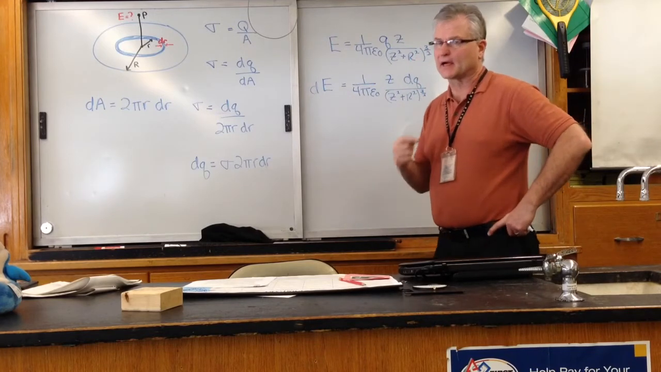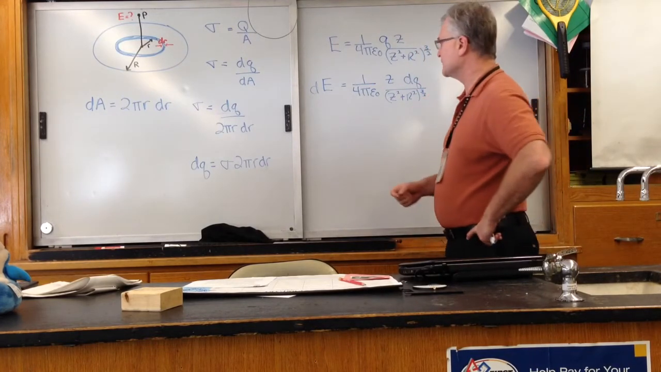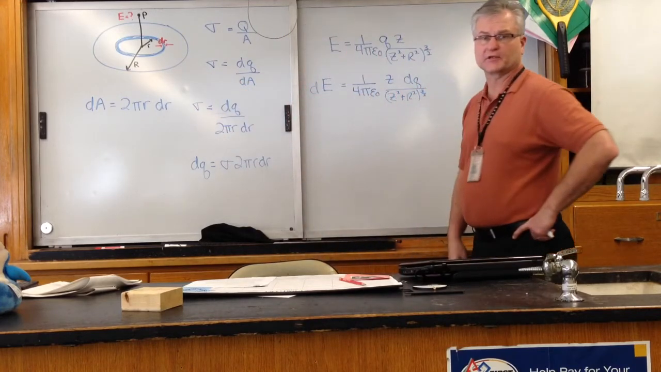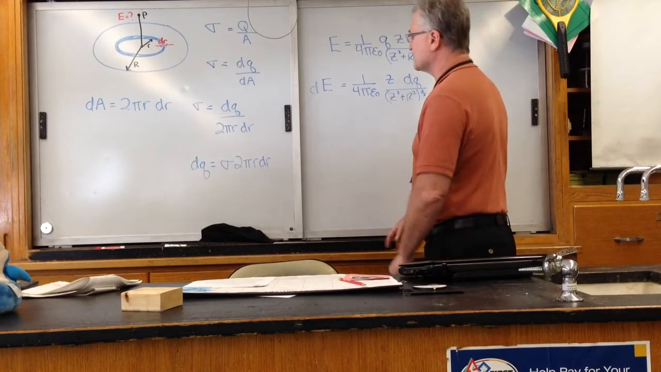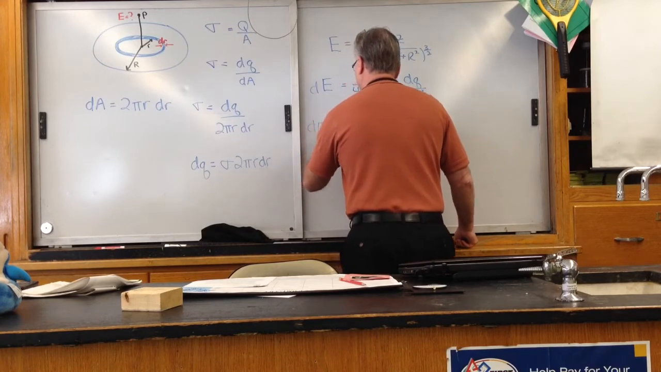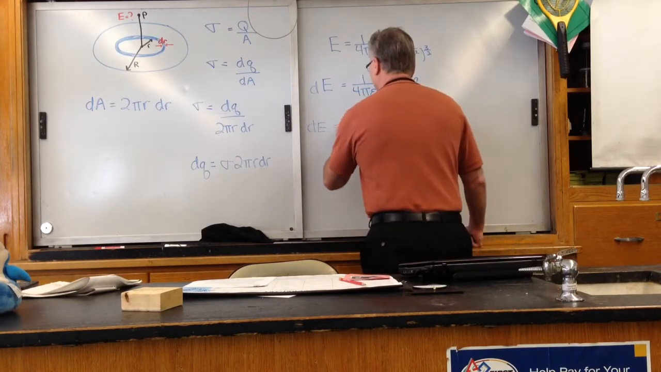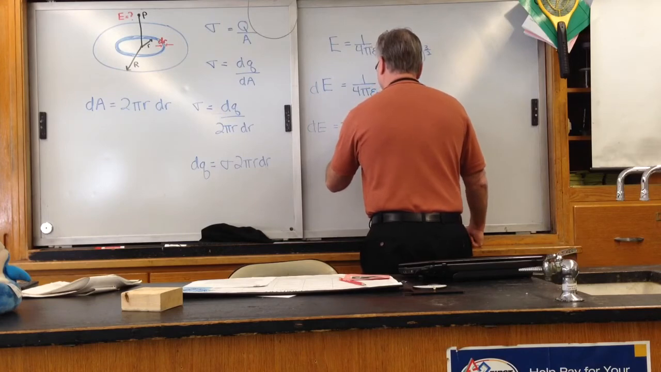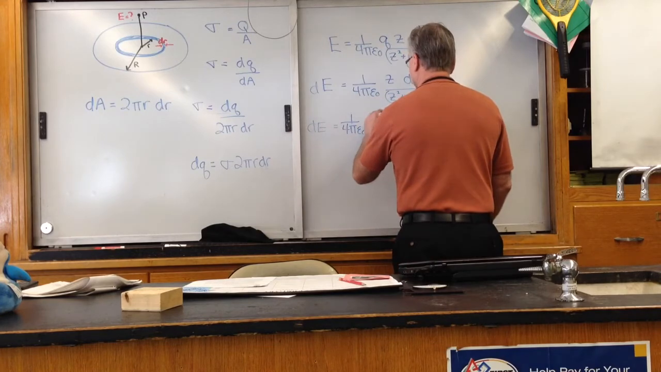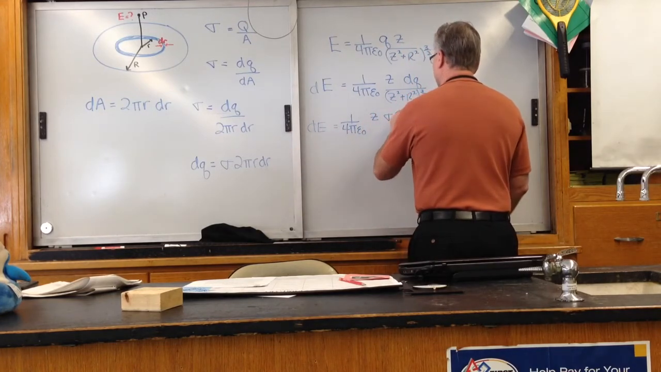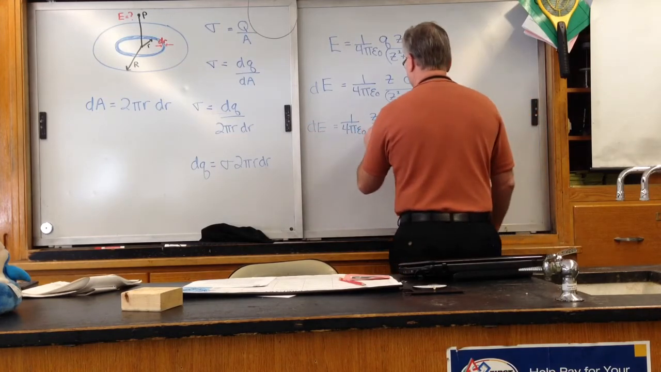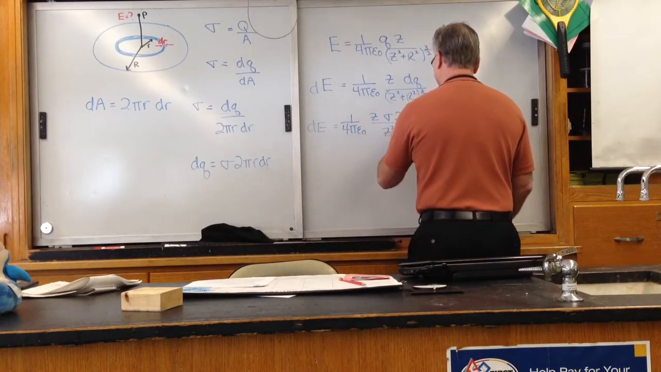So dE, that contribution that's made to the overall electric field by each ring, is going to be equal to this, which is dQ. Now we know that dQ is actually equal to this. So let's rewrite it. We have dE again, the contribution from each ring, 1 over 4 pi epsilon naught Z, and instead of writing dQ again, I'm going to write sigma, and then we have 2 pi r dr. And then that's going to be divided by Z squared plus big R squared to the 3/2.